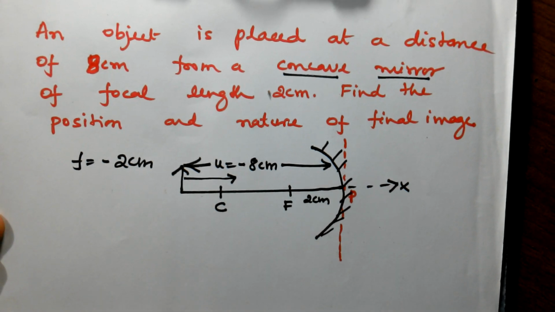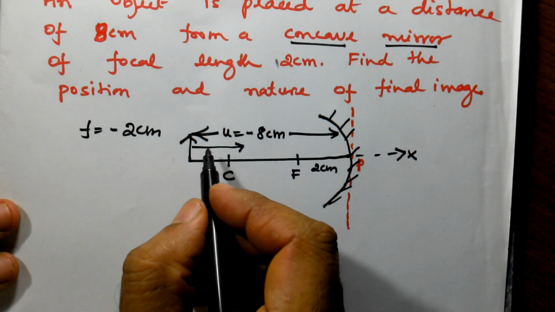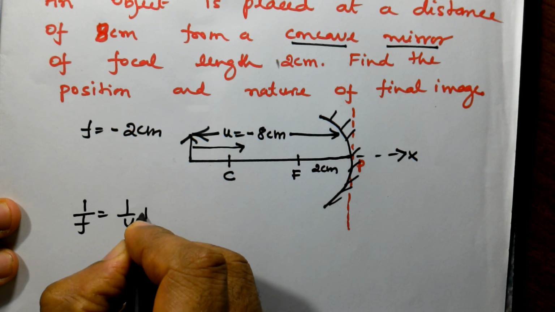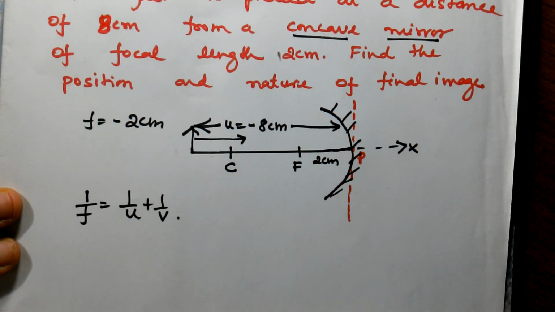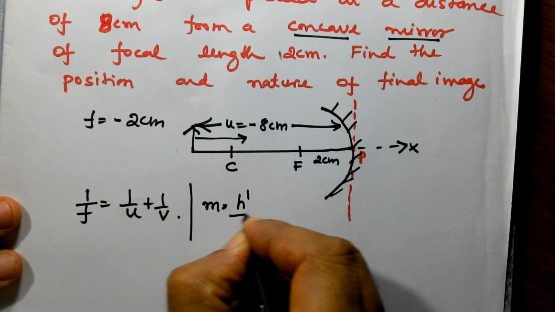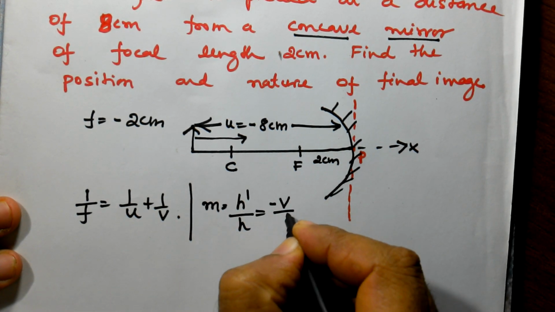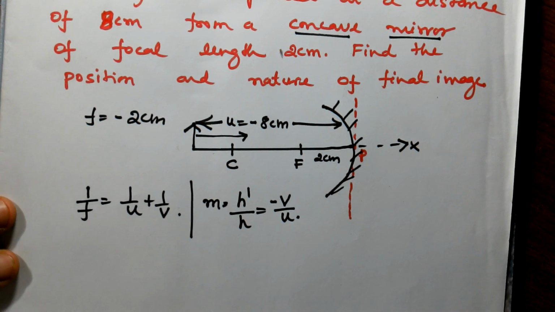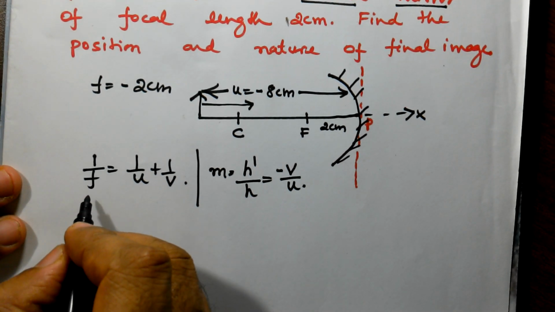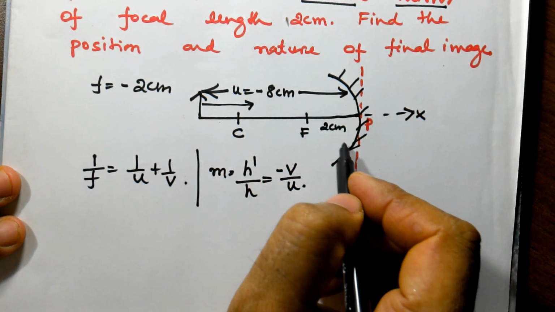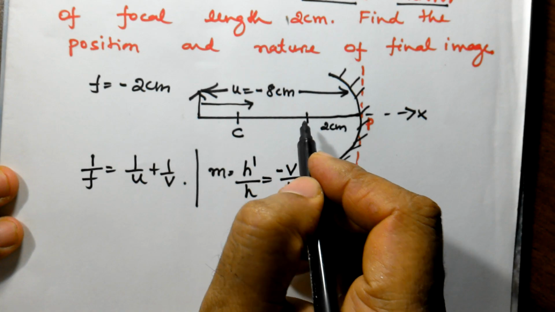Now you have the mirror formula: 1 by f is equal to 1 by u plus 1 by v. And magnification is equal to height of the image by height of the object, that is equal to minus v by u. That's what we have derived just now. Now, substitute the values. 1 by focal length: actually the focus comes here. In a concave mirror, the rays of light actually meet, so that comes to the left, minus 2.